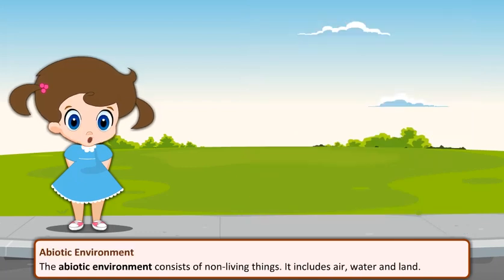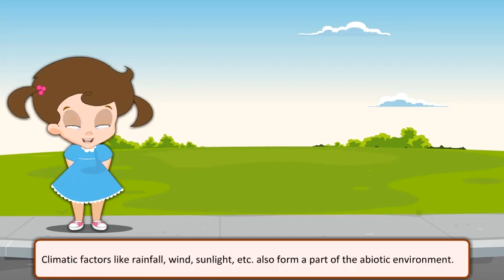Abiotic environment. The abiotic environment consists of non-living things. It includes air, water, and land. Climatic factors like rainfall, wind, sunlight, etc. also form a part of the abiotic environment.